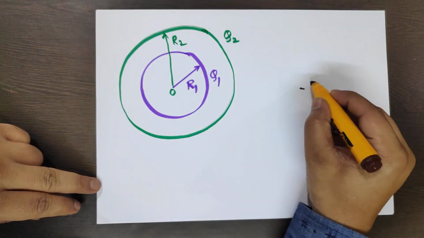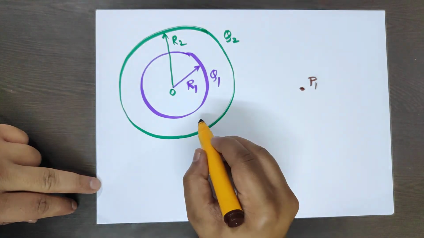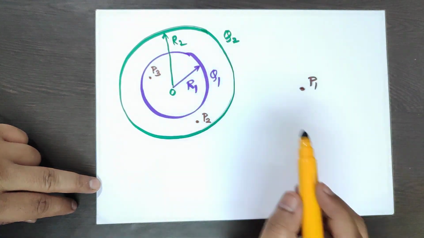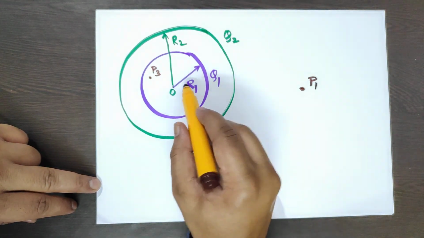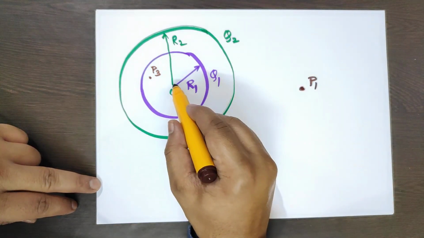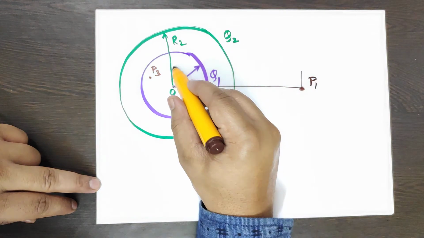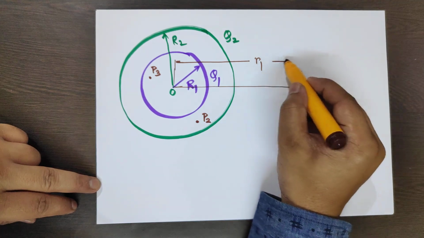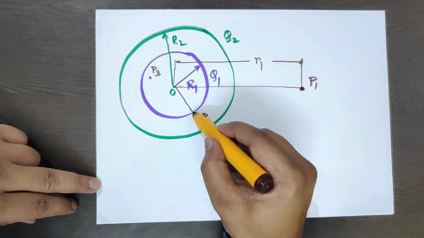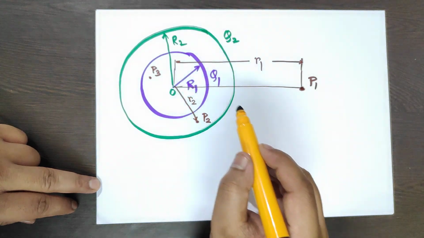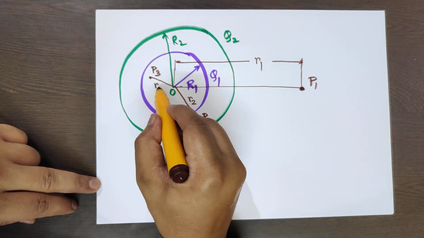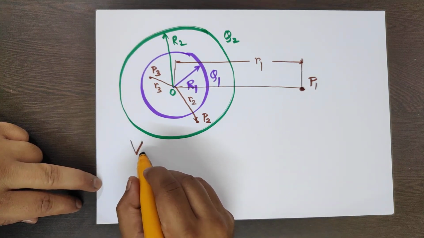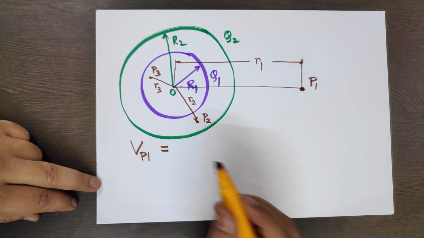Say I choose a point here, P1, say one more point here, P2, and a point here, P3, and we have to mention the distance actually. So from point O, the distance of P1 is equal to say R1, and distance of P2 is equal to R2, and distance of P3 is equal to R3 from the center. Okay. Now to find potential at point P1, P2 and P3, we will start with P1.